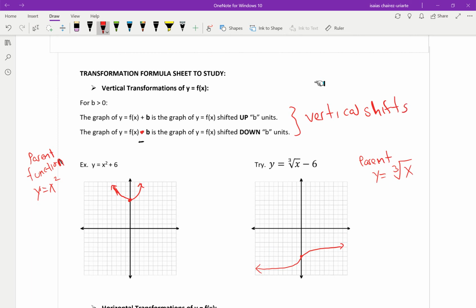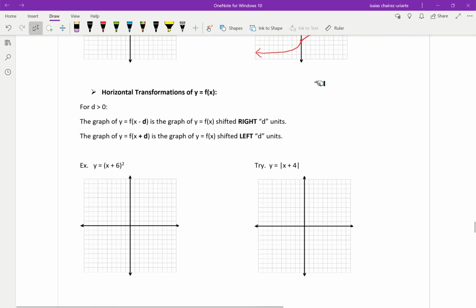Okay, so we're shifting the graph. The graph doesn't change shape. All it does is you shift it. You slide it up or down. Let's talk about horizontal shifts. So here we have some horizontal shifts.